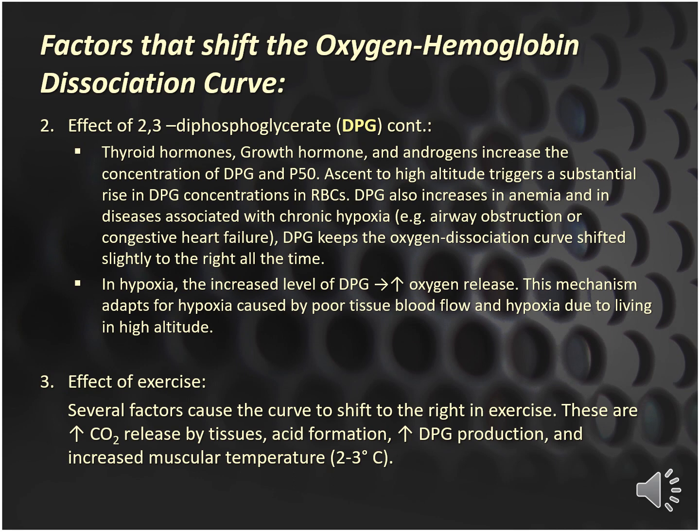These are, first, an increase in carbon dioxide release by the tissue. Second, the acid formation and the increase in hydrogen concentration in the exercising tissue. Third, there is also an increase in the DPG production during exercise. And last, there is an increase in muscular temperature by 2 to 3 degrees centigrade, and all these factors act together during exercise to shift the oxygen dissociation curve to the right and make the hemoglobin deliver more oxygen at the exercising muscle.